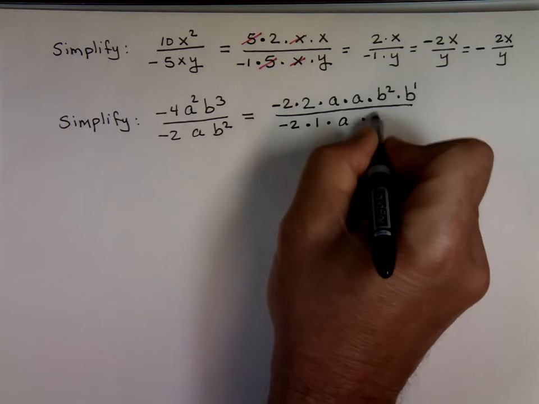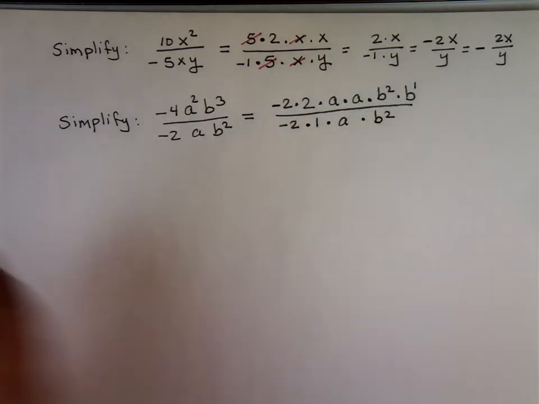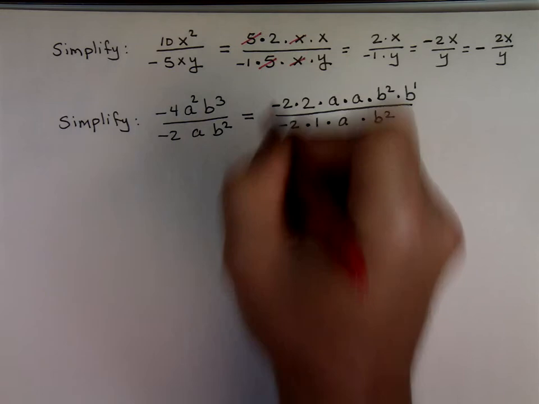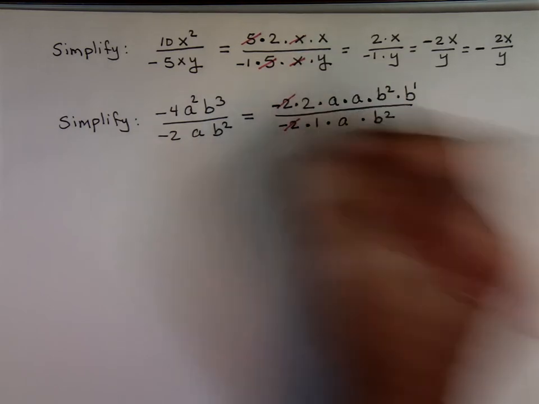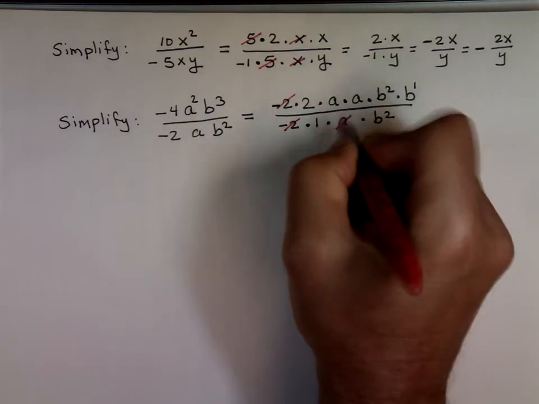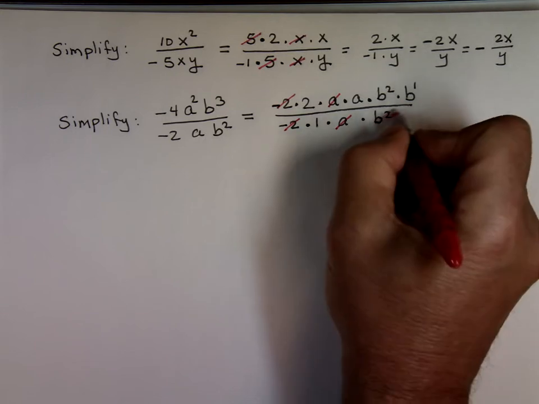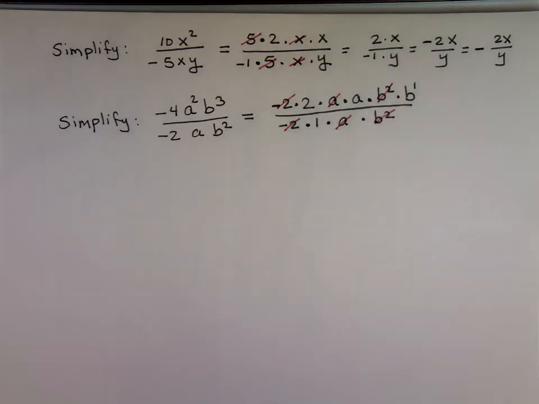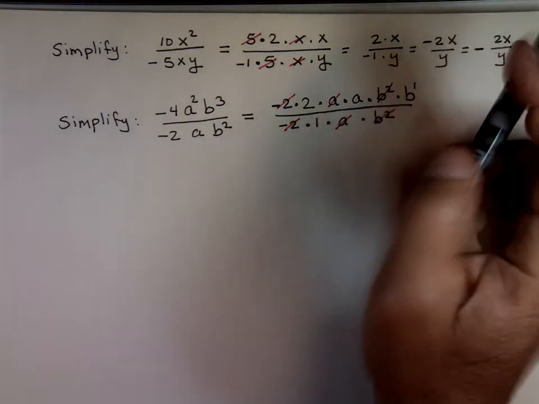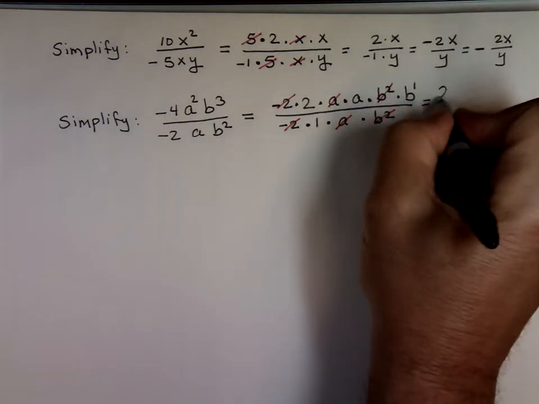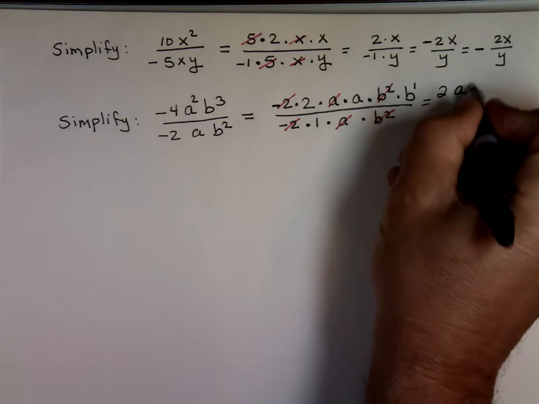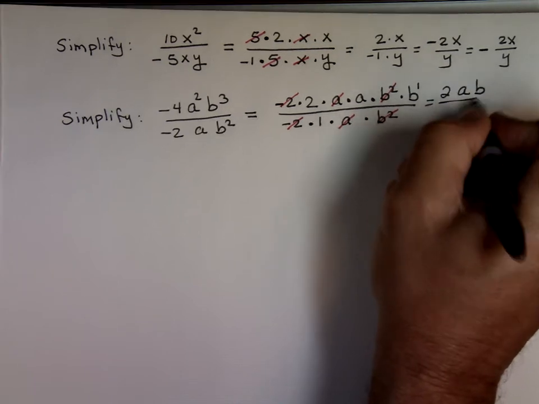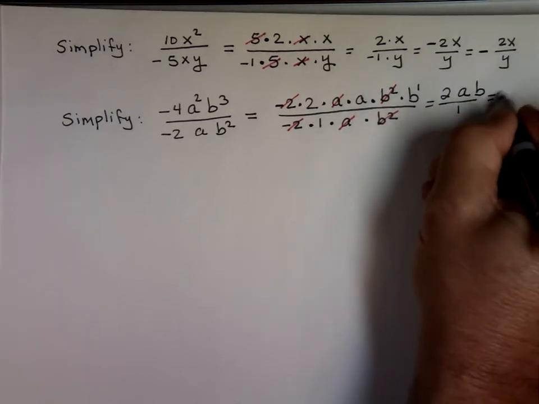And let's look for the same thing on the top and the bottom. Here's the minus 2 with the minus 2. There's the a with the a. There's b squared with b squared. So what is left when you simplify that? I have a 2ab over 1. Well, if it's over 1, you don't put the 1. 2ab.